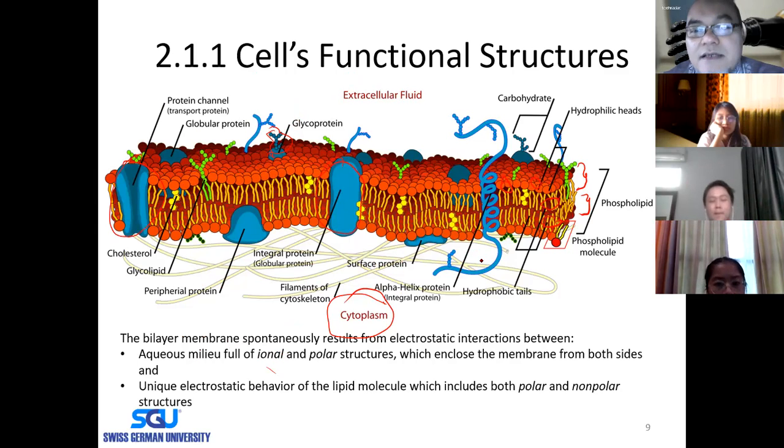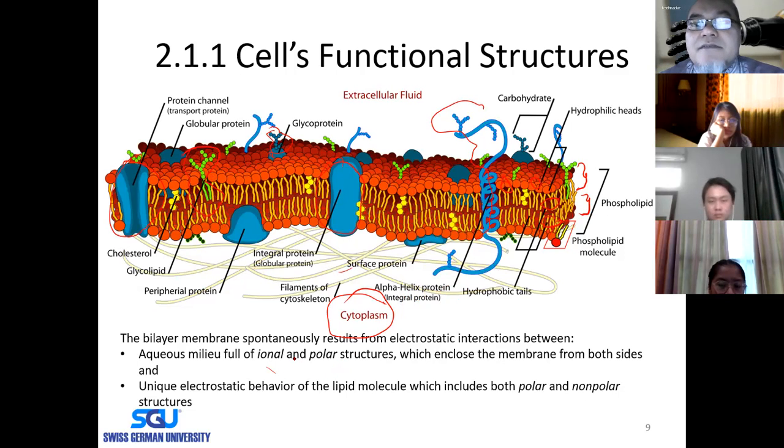And here we see, what is this? Long alpha helix protein. This is also an integral protein. There is also many glycolipid here. This is glycolipid, in which the lower part contains lipid, which is then integrated with the other lipid parts of the bilayer membrane, and the outer part contains the glyco chain, the polysaccharide chain. And here is the cytoskeleton, the filaments of the cytoskeleton that form the structure of the cell.